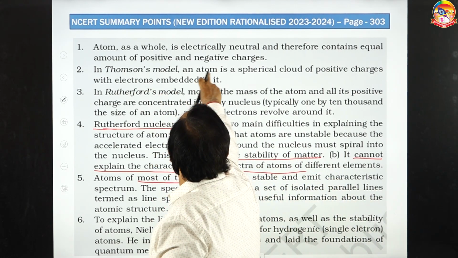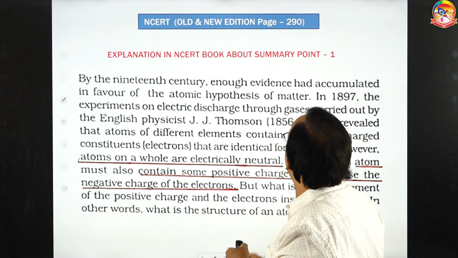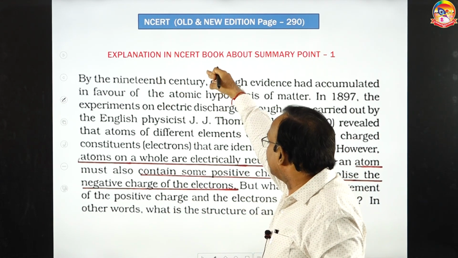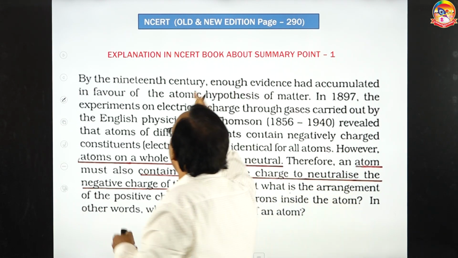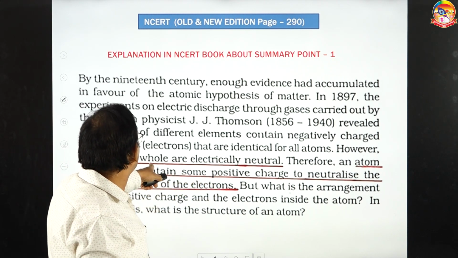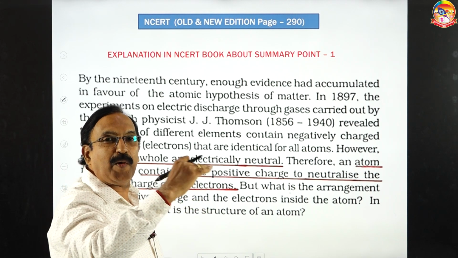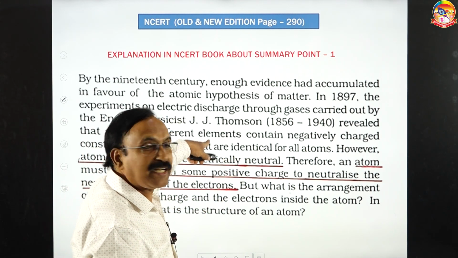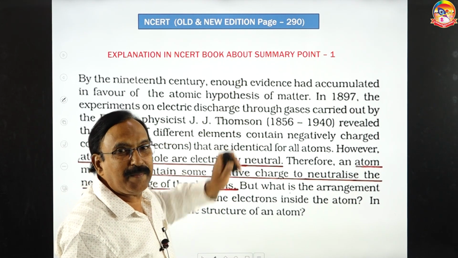So the atom as a whole is electrically neutral and therefore contains equal amounts of positive and negative charges. That particular point, summary point number 1, is explained on page number 290 of the new edition this way. If you see the underlined point there, atoms as a whole are electrically neutral, since the atom consists of positive charge because of protons and an equal amount of negative charge because of electrons. No controversy about it. So that is summary point number 1.